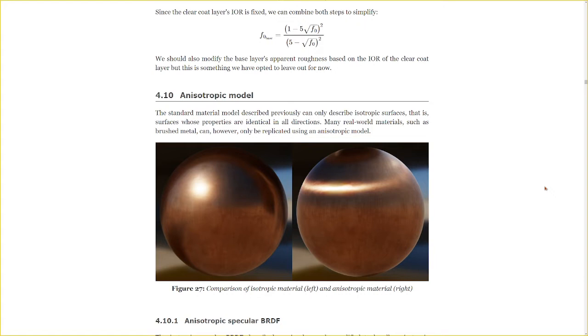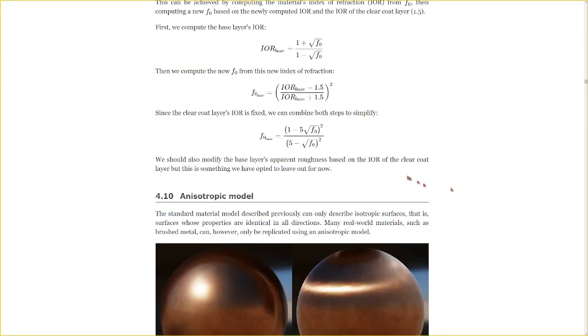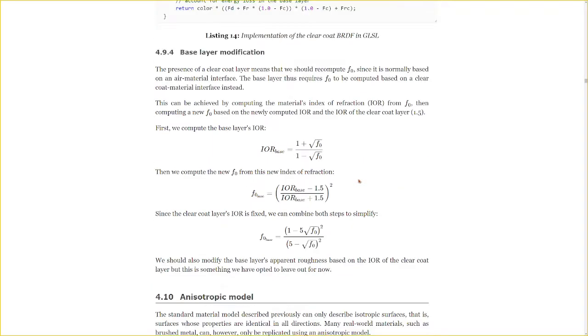That's true. I wonder why they say there that the base layer's apparent roughness should change as well. Because did they have the index of refraction in that original? I thought it was just kind of a remapping to linear space, right?